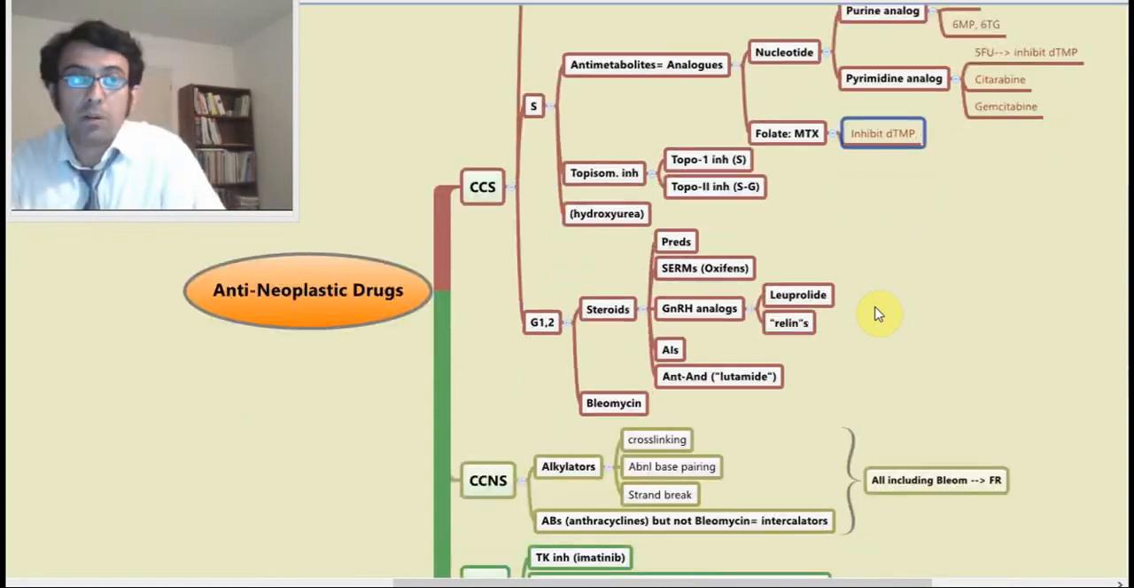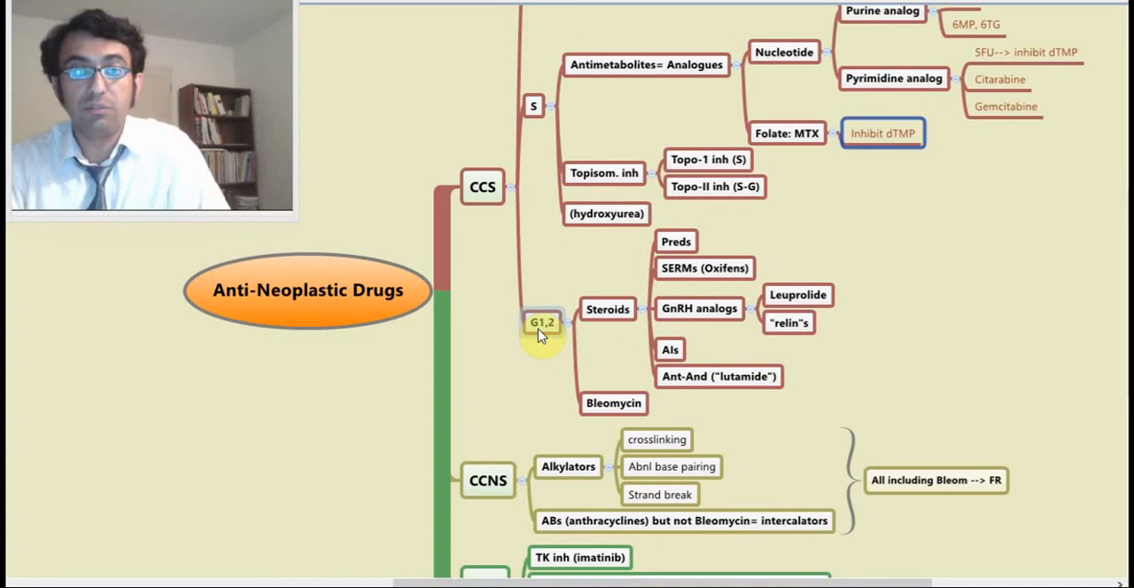What are the G1 and G2 specific cell cycle specific anti-cancer drugs? They include the steroids and all the families related to steroids, plus the antibiotic bleomycin. Can you mention what steroids are used as anti-cancer? The most commonly used is prednisone. We also have oxifene type drugs such as tamoxifen and raloxifene as selective estrogen receptor modifiers or SERMs. Then we have GnRH analogs such as leuprolide and relin drugs such as goserelin.